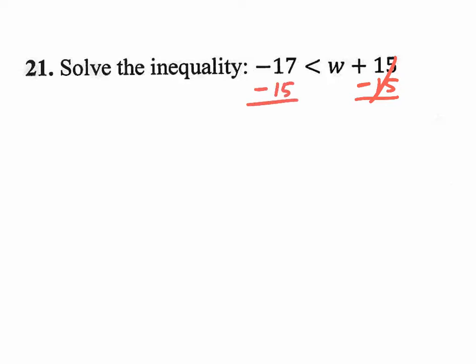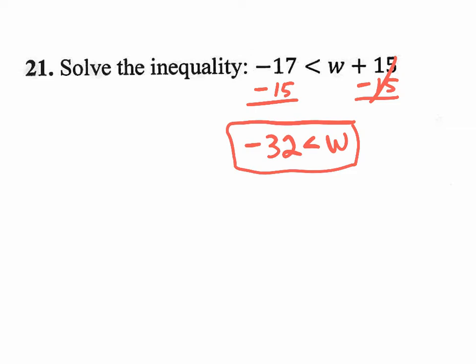Minus 15 over here. So if you owe $17 and you owe $15 more, you're going to owe $32. Now you still have the less than and the W on the right side. You did not flip the inequality because you didn't divide by a negative. You subtracted 15. You only flip the inequality when you multiply or divide by a negative. So this is your answer, but you're not going to see this answer on the multiple choice on the final itself, because you're always going to write the variable first and the number on the right side.